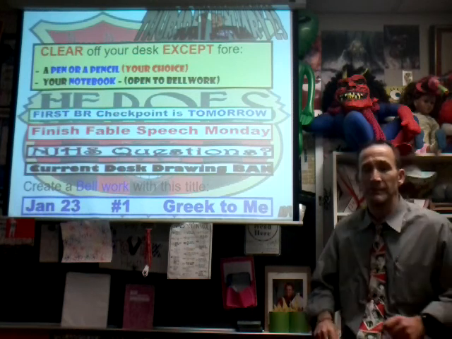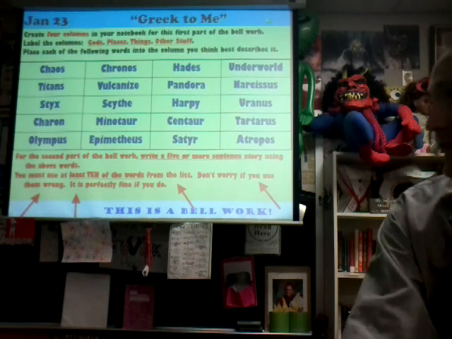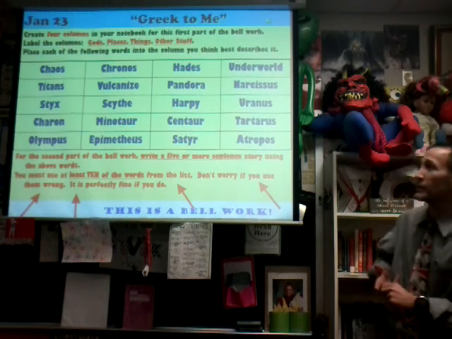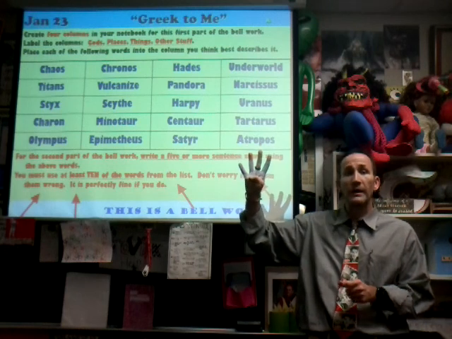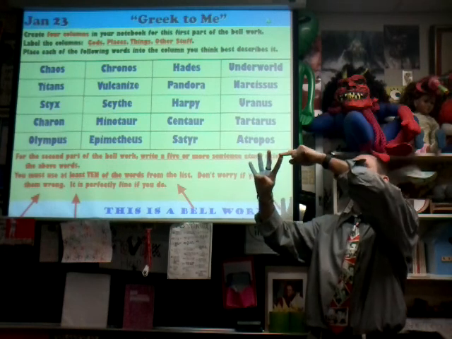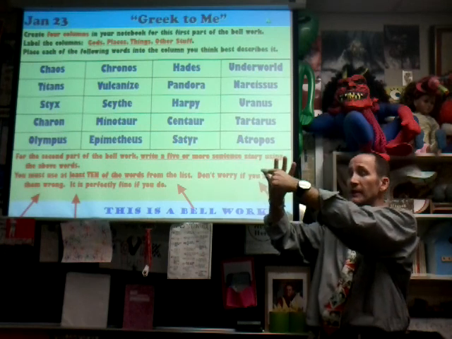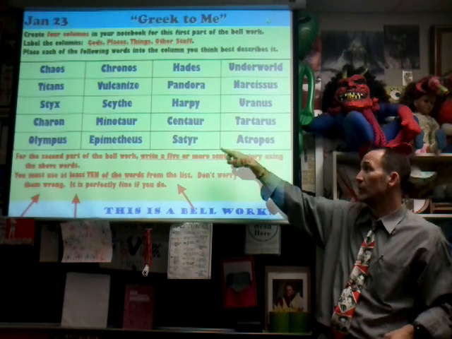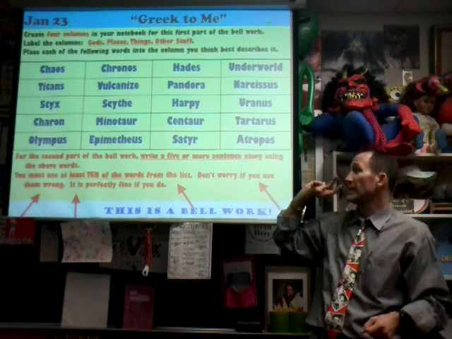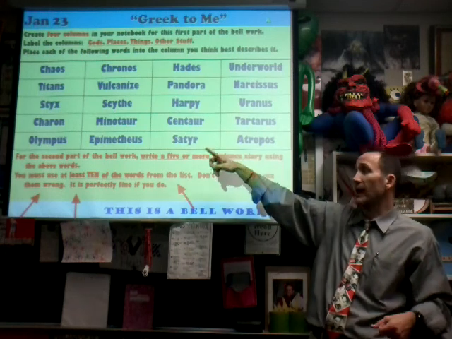And then the first bell work that goes into this notebook, which is why it's number 1, is going to be called Greek to Me. It looks like this. The way this one's going to work is you're going to create 4 columns. One that says gods, one that says places, one that says things, and one that says other stuff. And columns are up and downing things. You're going to pick which column you think each one of these goes into. Is a satyr going to be a god, a place, a thing, or other stuff? Is a scythe a god, a place, a thing, or other stuff?